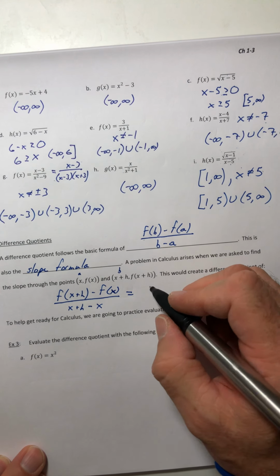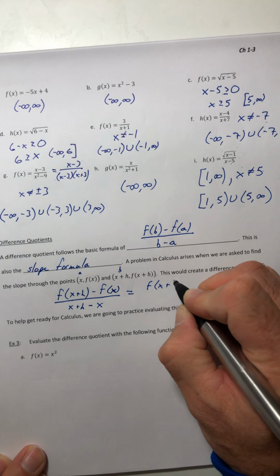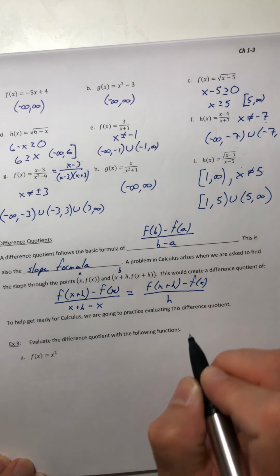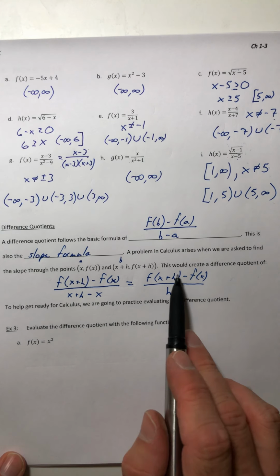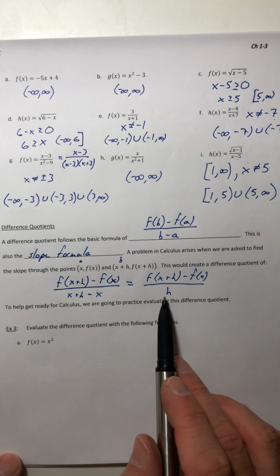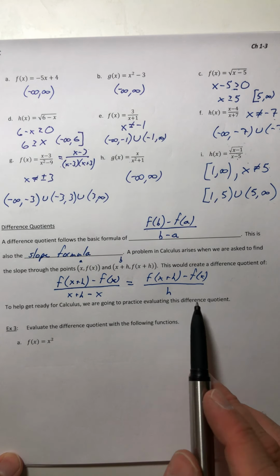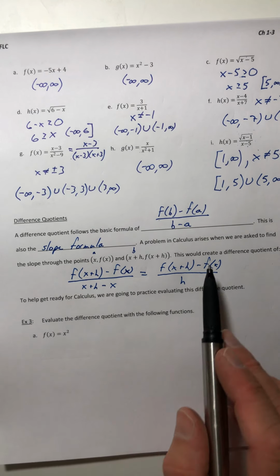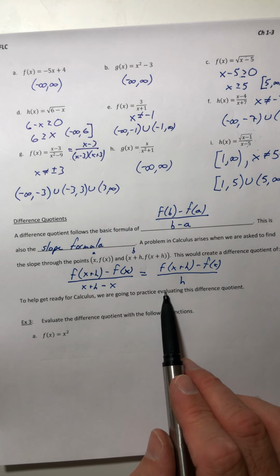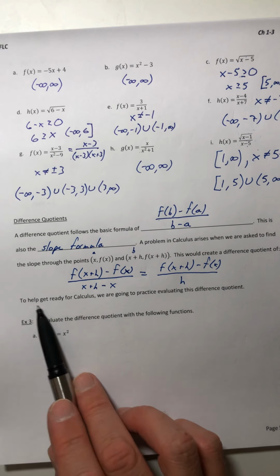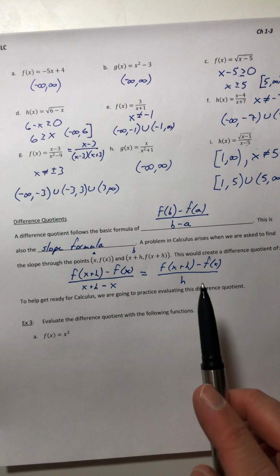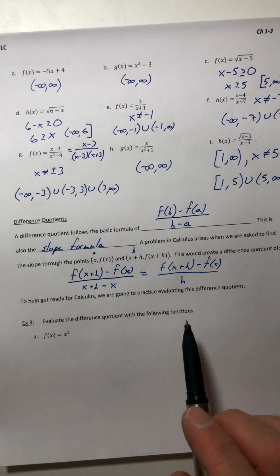So that'll simplify down just a little bit in the denominator. So the denominator is just an h. So this right here, that is really a difference quotient, even though you don't have subtraction in the denominator anymore. You just simplified it. So to help get ready for calculus, because you're going to use this quite a bit early on, we're going to practice evaluating this difference quotient in particular, because it is a little abstract when you look at it and it's just like, whoa, what's going on?